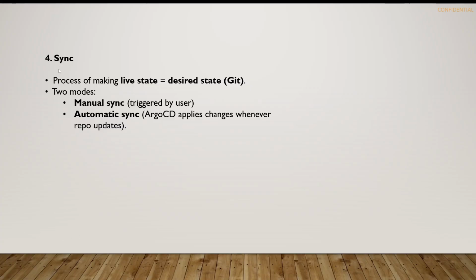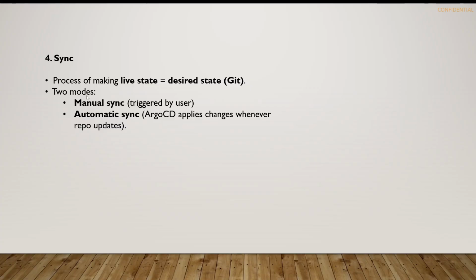And the next thing is sync. Okay, so what exactly is sync? Sync is the process of making the live state equal to the desired state. Okay, sorry, live state is the environment which is running on your Kubernetes cluster, because that is the live environment, which is production or something, right? And the desired state, what is the desired state? For example, if you have 3 replicas and you want 4 replicas, that is your desire. So whatever you mention in Git is the desired state.